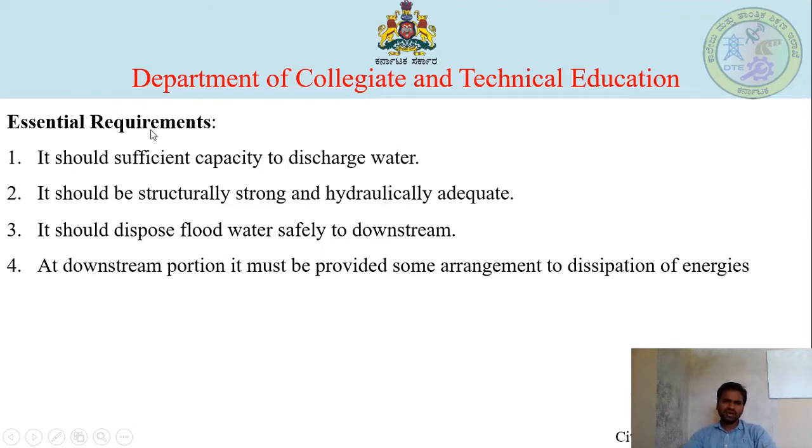What are the requirements of a spillway? The spillway should have sufficient capacity to discharge the additional or surplus water from the reservoir to the downstream of the dam, then to the river. It should be structurally strong and hydraulically adequate. It should dispose of flood water safely to the downstream of the reservoir. At the downstream portion, some arrangement must be provided for dissipation of energy.